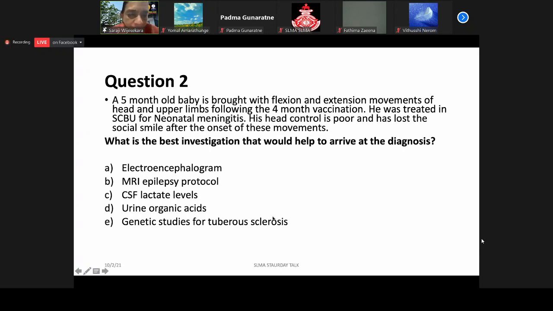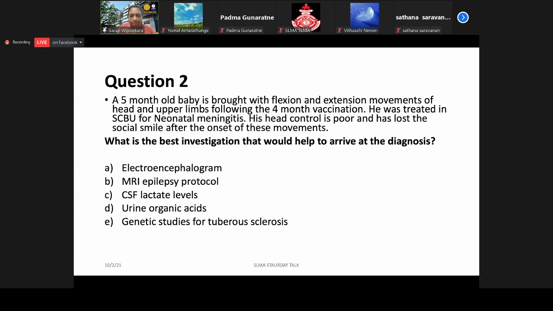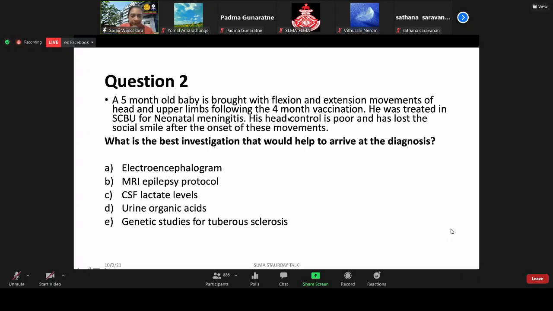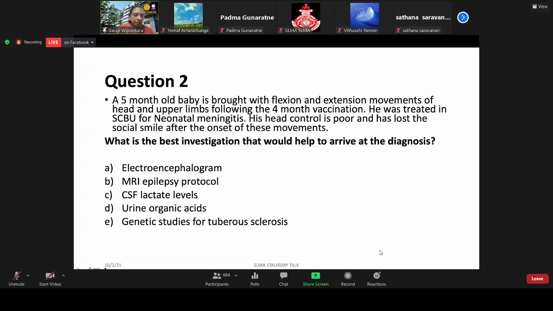Okay, I think it's a very easy question. So the answer, most of you have got it correct. It's the EEG, where you get the hypsarrhythmia in this baby. And all the other investigations may be necessary at a later stage, but to arrive at the diagnosis in this particular situation, the EEG is the mainstay.